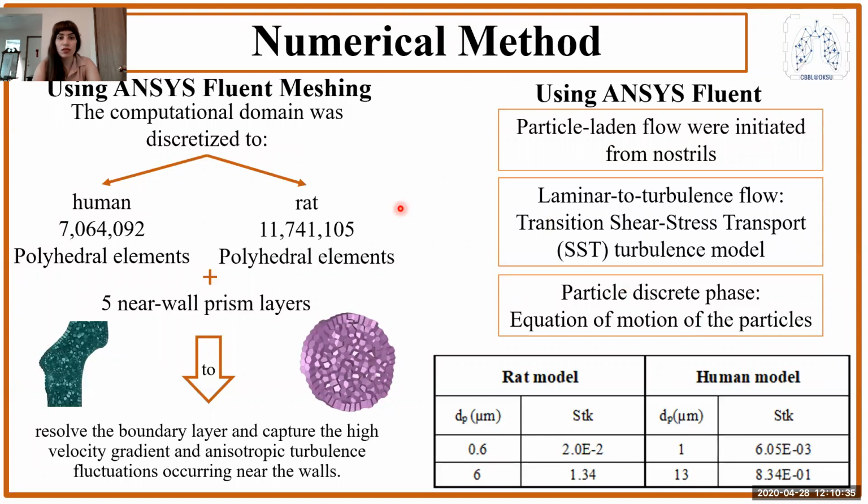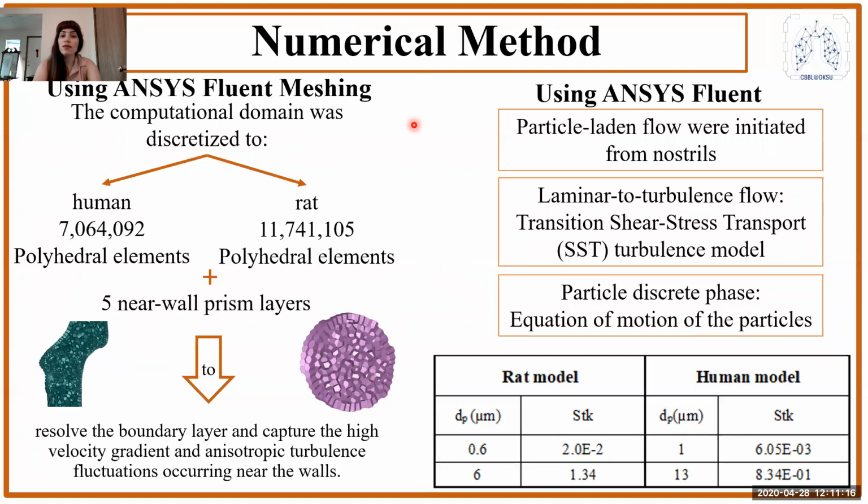The method that we used is a numerical method, which is the computational fluid-particle dynamics method. And using ANSYS Fluent Meshing software, we discretized the human airway model into more than 7 million polyhedral elements. And we discretized the rat airway into more than 11 million polyhedral elements. For both models, we used 5 near-wall prism layers to resolve the boundary layers near the wall. And these are the meshes of the rat airway and the human airway.